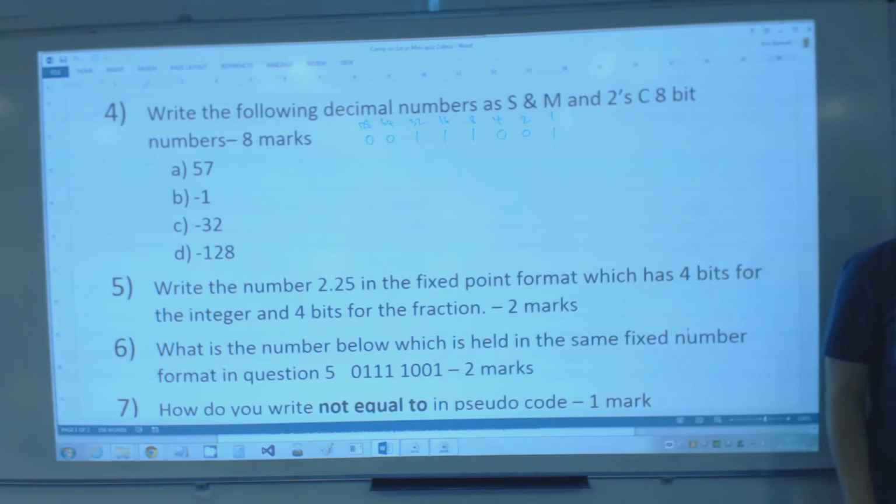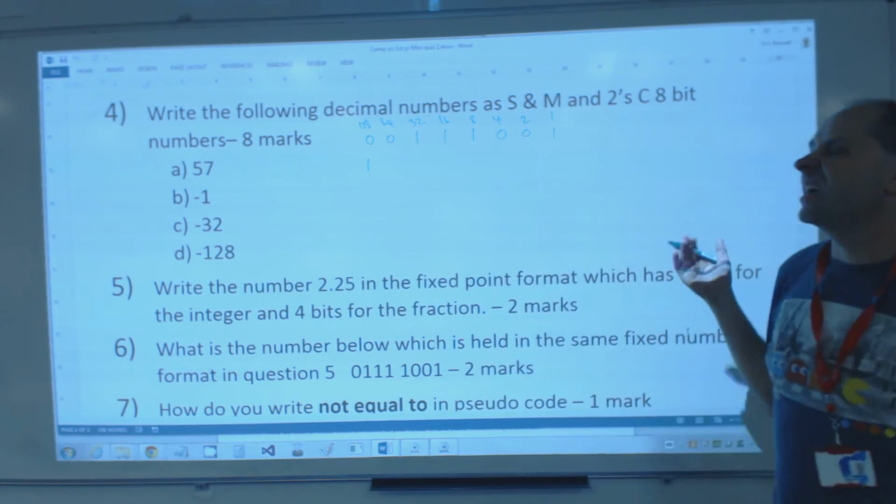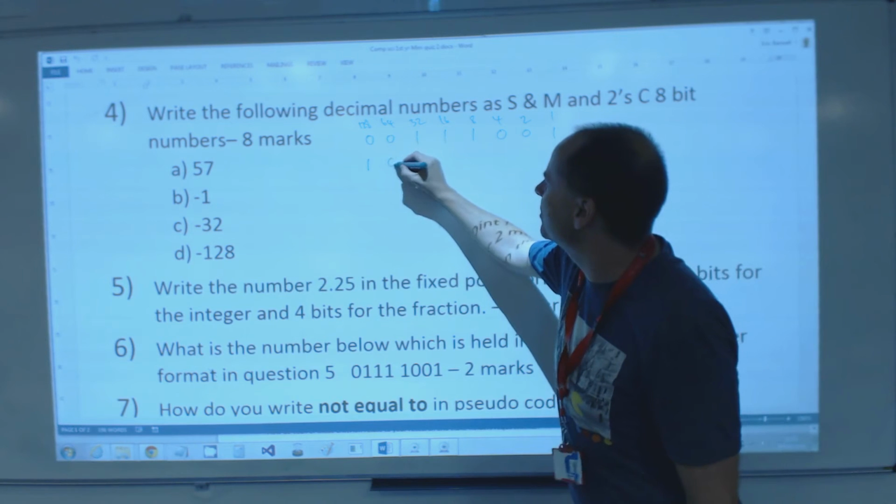Right, the next one, -1. It's negative, so we start with the sign bit again and we put a 1. Then we write down what 1 is. Well, that's an easy number to write down.